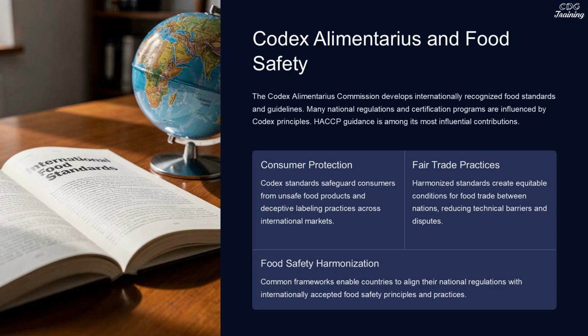The Codex Alimentarius Commission develops international food safety standards. It focuses on consumer protection, fair trade practices, and harmonization of food safety regulations across nations.